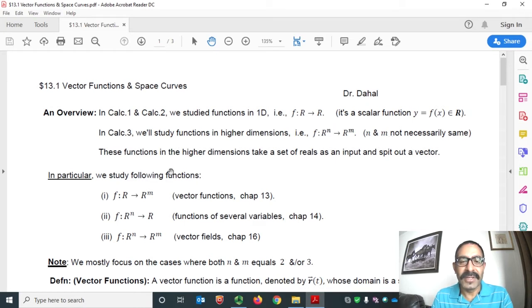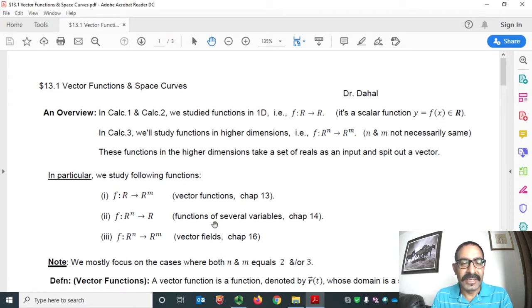These functions in higher dimensions take a set of reals as an input and return a vector. In particular, we study the following types of functions. F from R to Rm, which is called a vector function. We cover these types of functions in chapter 13.